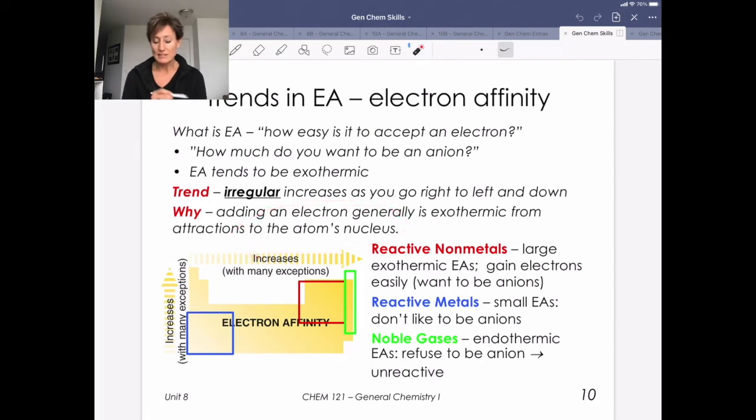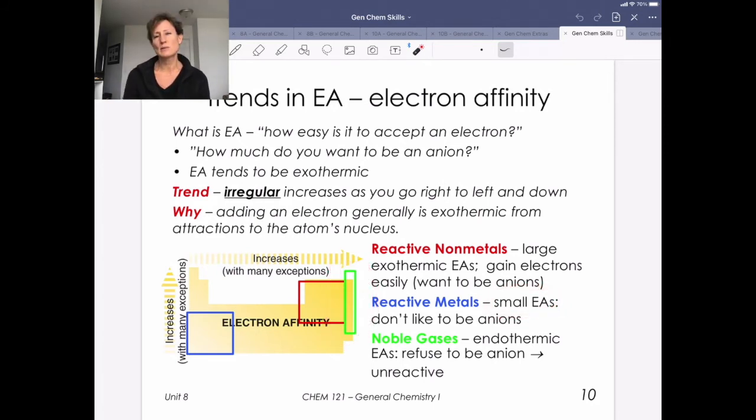Adding an electron is generally a favorable or exothermic process because of these attractions with the atom's nucleus. So the things that really like to gain electrons are our nonmetals, which become anions. They're going to have large exothermic electron affinities. They want to gain electrons easily. They want to be anions. However, metals we typically think of as cations, so they're going to have small electron affinities. They don't like to be anions, but it's still going to be favorable. They're still going to be exothermic.